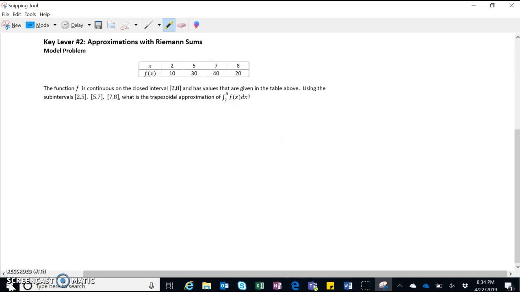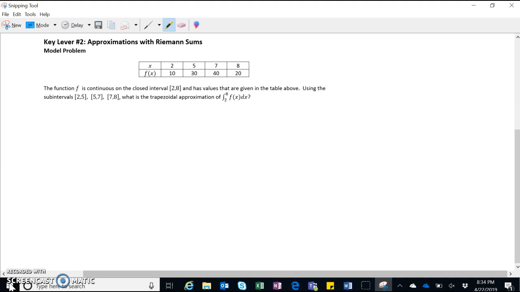The second key lever is approximating with Riemann sums. So this is an excellent example to highlight some big ideas behind Riemann sums. We have a continuous function on the interval 2 to 8, and some values are provided to us here in this table. We want to use the given subintervals to determine the trapezoidal approximation of the definite integral from 2 to 8 of f of x.